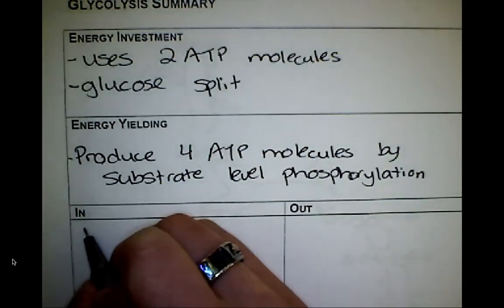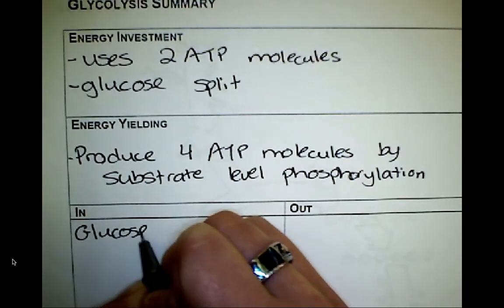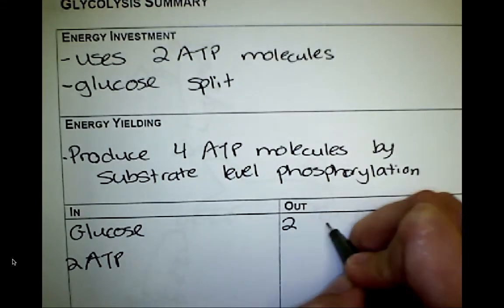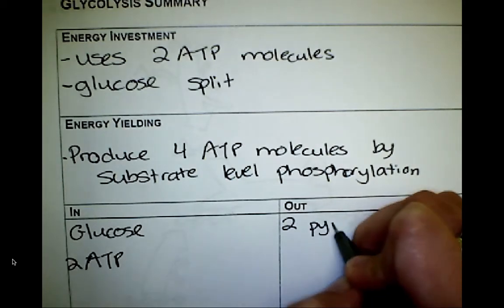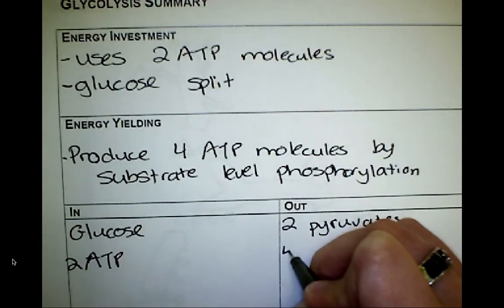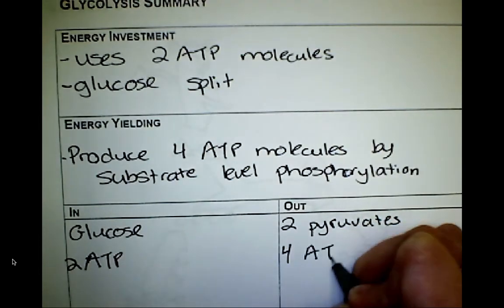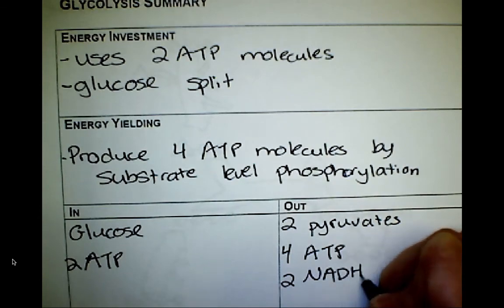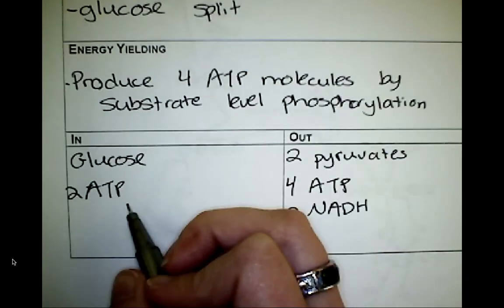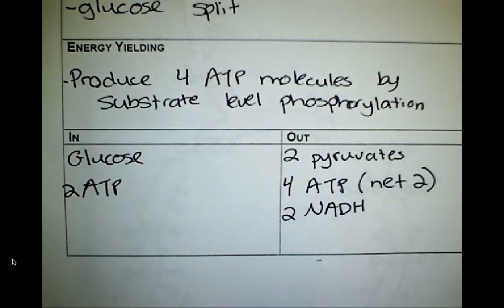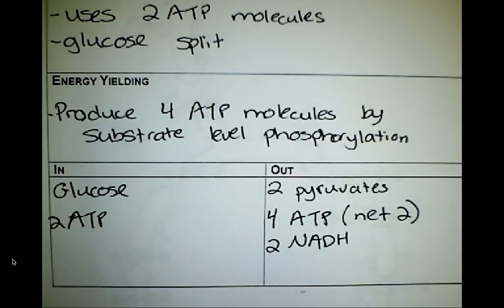So just to summarize, in went glucose and 2 ATP, and out went 2 pyruvates, 4 ATP, and 2 NADHs. Okay, but I had to put 2 ATP in, so I'm only going to net 2 ATP. Okay, so now we're going to follow these pyruvates. We're going to deal with these guys later.